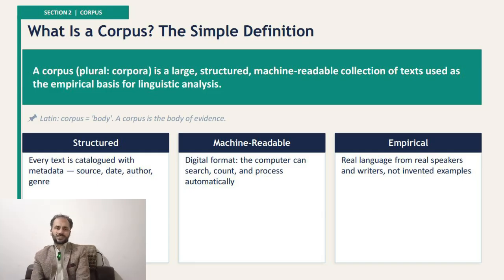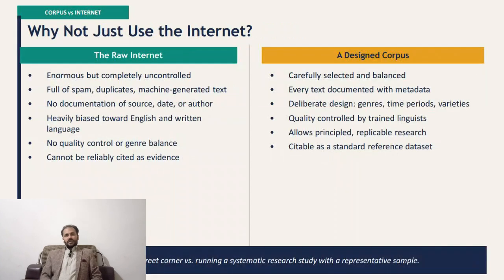Computational linguistics inherits this empirical commitment. When a machine learning system learns to tag parts of speech, or parse a sentence, or translate from one language to another, it learns from real language data like corpora. Without corpora, modern computational linguistics would simply not exist. Why can't we just use the internet?